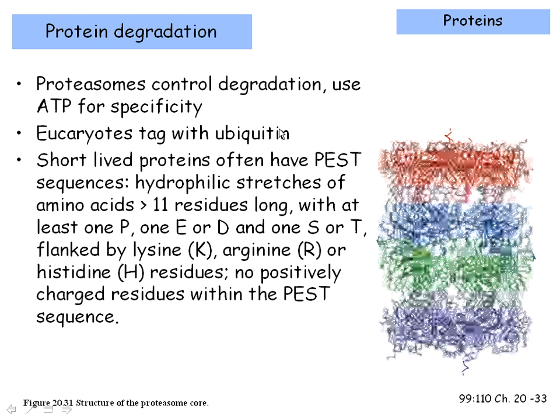There are some protein features that can tend to make a protein longer-lived or shorter-lived. One such feature that's been identified is called the PEST sequence. This is not like your zip code, where there are 5 digits and it's always that. It's more a flavor, if you like. A hydrophilic stretch of amino acids at least 11 long, that includes at least one proline, one E, which is glutamate, or a D, which is aspartate, and then one S, serine, or threonine. And on the sides of that are lysine and arginine, which are positively charged, or a histidine. And there can't be any positively charged things inside the PEST sequence.